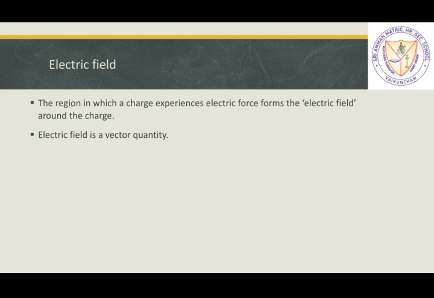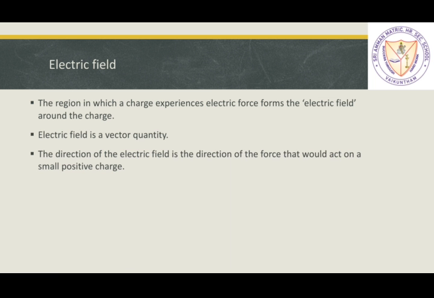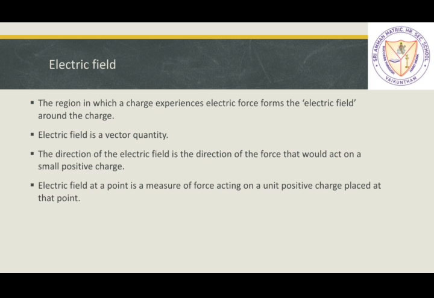Electric field is a vector quantity. The direction of the electric field is the direction of the force that would act on a small positive charge. So the direction in which the force will be applied by the capital charge Q on a small charge, small letter q, will be the direction of the electric field. The electric field at a point is a measure of force acting on a unit positive charge placed at that point. So how much force will be experienced by 1 coulomb of charge at that place will be the electric field of that charge at that place.